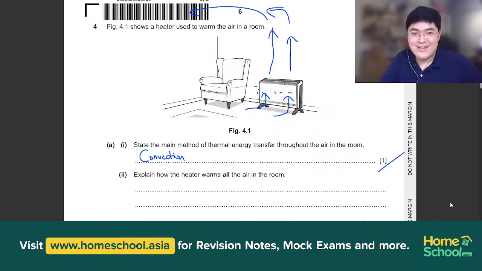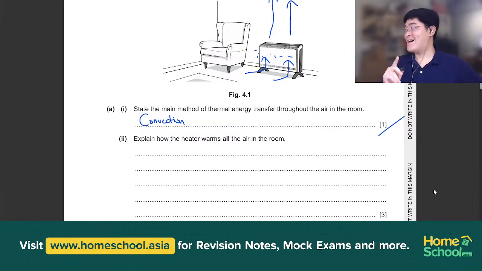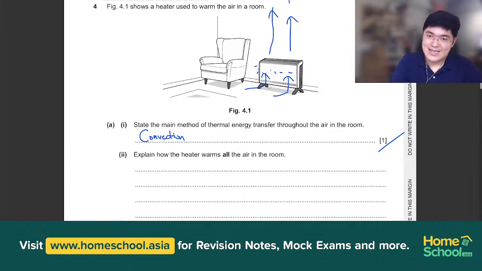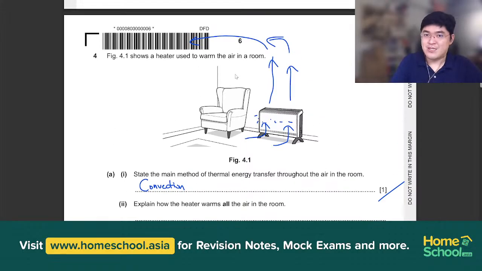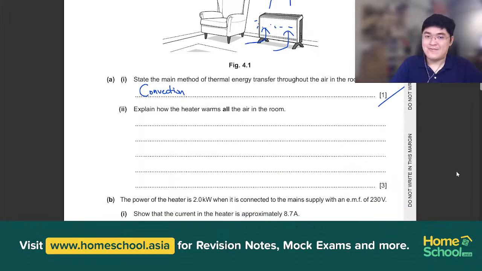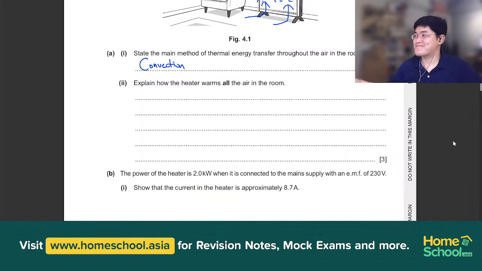So part 2, they want you to answer how the heater warms all the air in the room. I just explained it, didn't I? The cold air goes into the heater and gets warmed, and the warm air escapes the heater and moves upwards and around the room. That means the cold air goes in to replace the hot air, and the cycle continues like that. So let's write this down in nice English, so at least it will be readable.